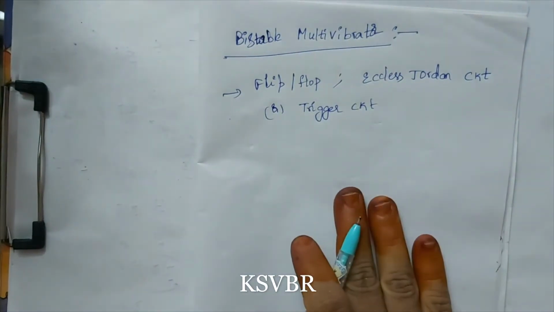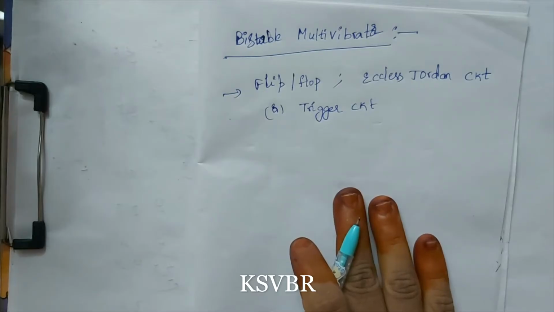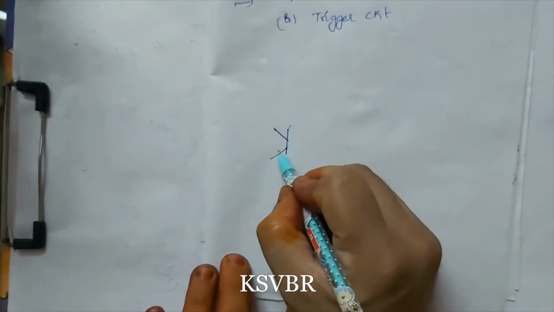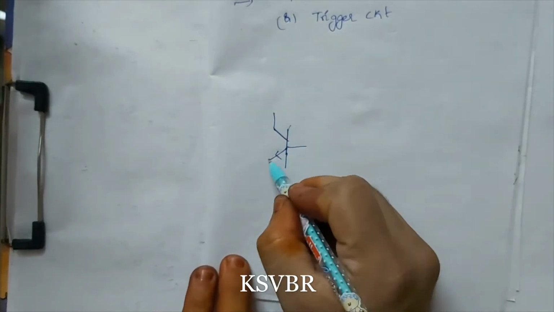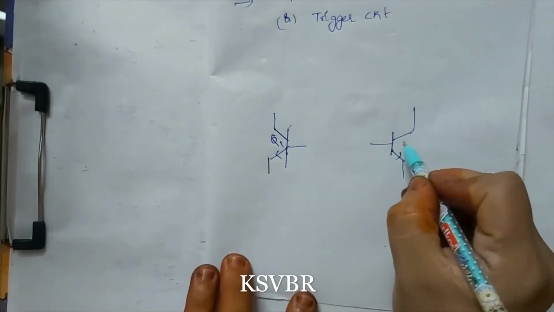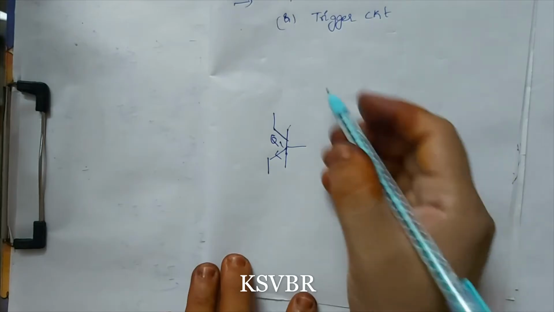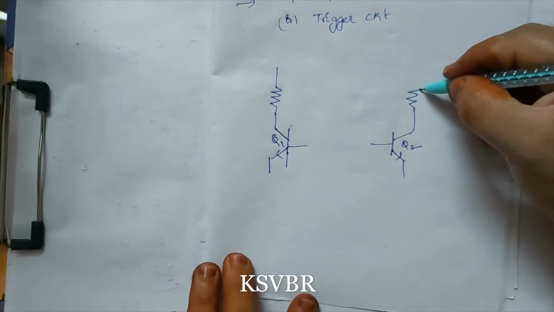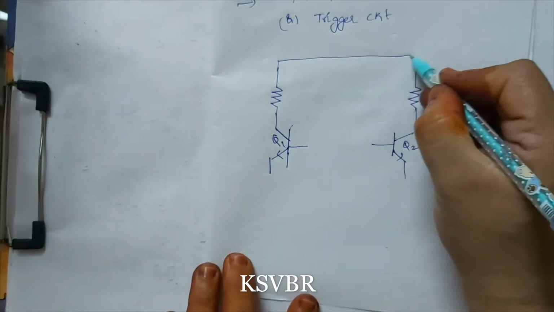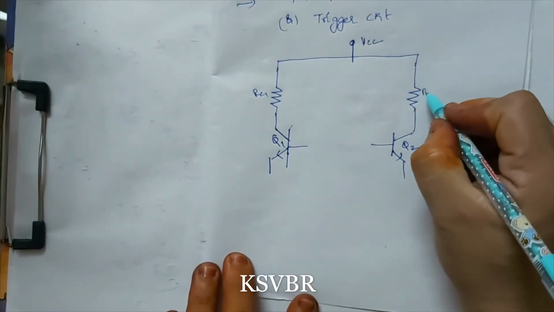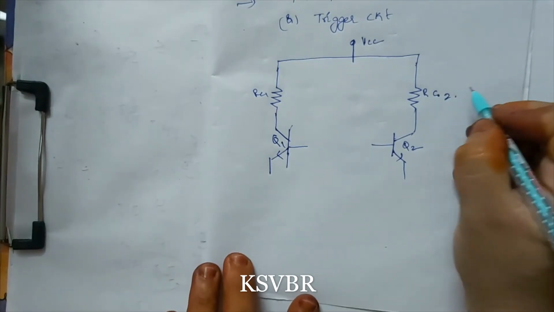As we all know, the bistable multivibrator has two stable states, so the coupling elements are both resistors only. First draw two transistors here. This is Q1, this is Q2, VCC, RC1 resistance, and this is RC2 resistance.